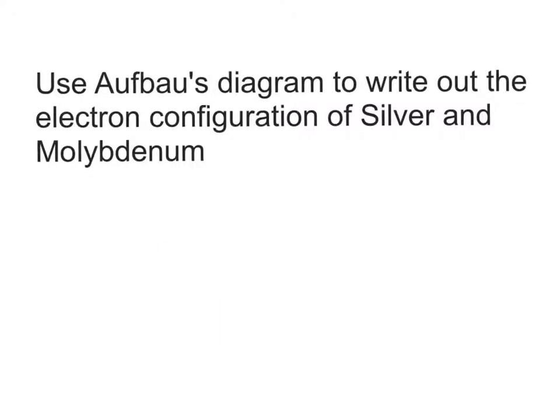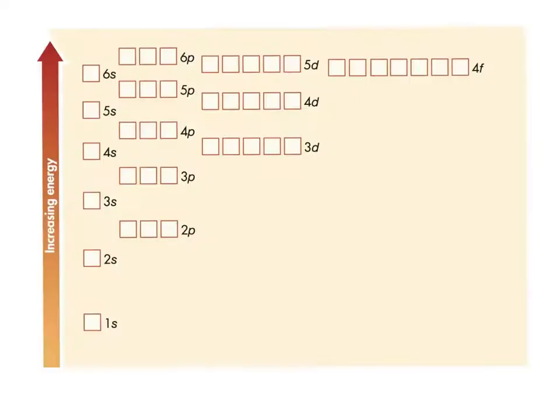Alright, so first we have to use Aufbau's diagram to write out the electron configuration of silver and molybdenum. So let's do that. First I've got to get the diagram up, so I'll do that right now. Now that we have our diagram here, we can start to fill it out with the elements. So let's start with molybdenum. I'm not sure if I'm pronouncing that right. I'm sorry if I'm messing it up.